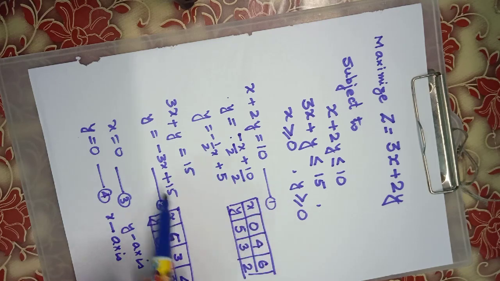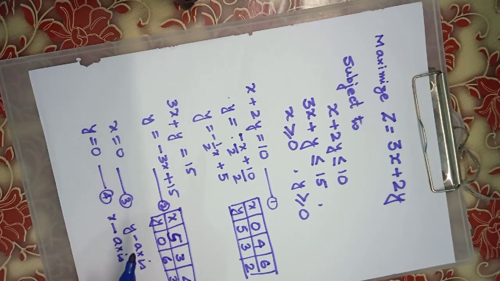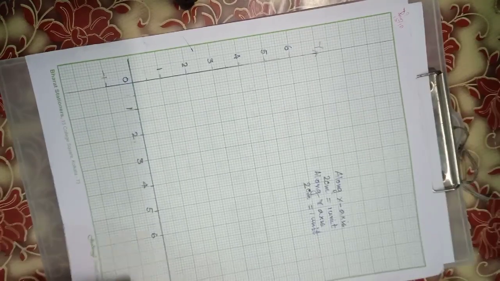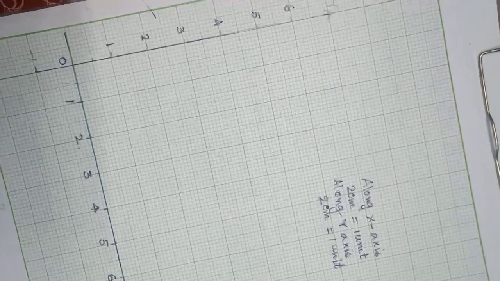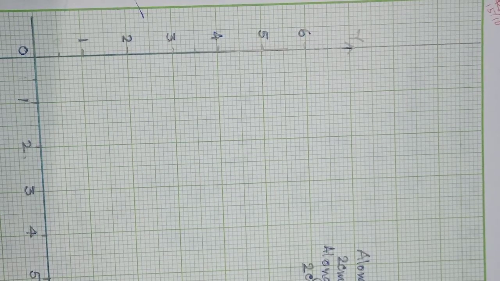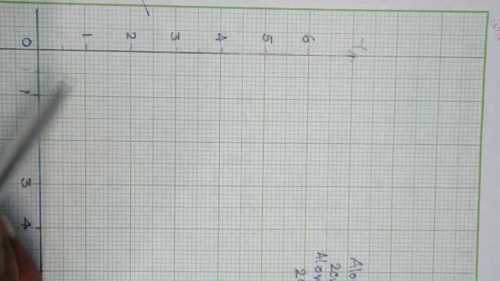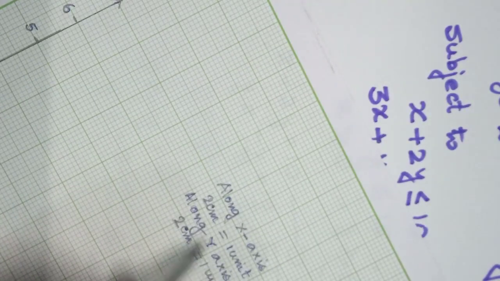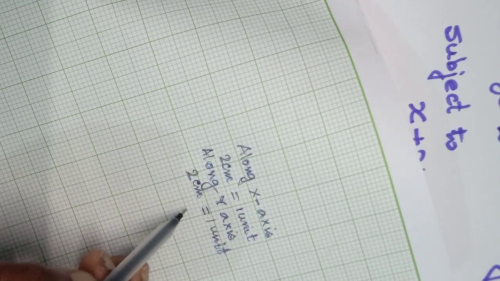So we have four equations, 1, 2, 3, 4. All four we shall plot on a graph paper in order to see their behavior, and accordingly we shall shade and find out the solution region or the feasible region. Already I have marked the y-axis and x-axis on the graph paper for our convenience, so that I can show you easily. Along the x-axis I have taken 2 centimeters equal to 1 unit, and along the y-axis I have taken 2 centimeters equal to 1 unit.